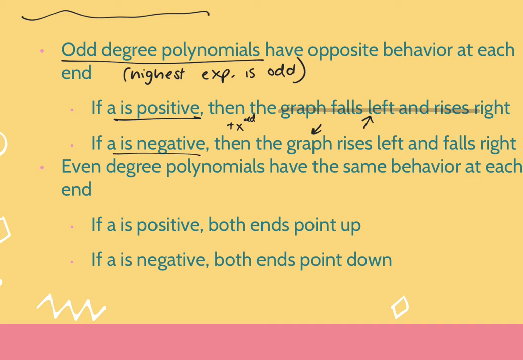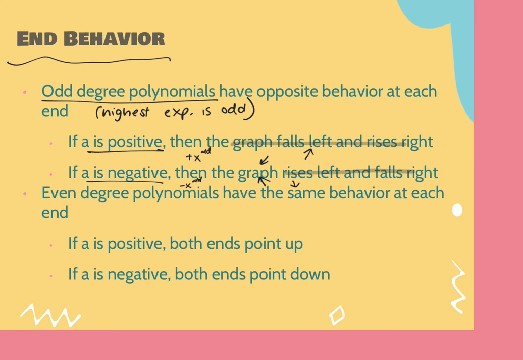If a is negative, so this is a negative x to an odd power, then my graph rises to the left and falls to the right. So if you forget which one, what does even and odd do, picture your x to the third original graph. So your x to the third parent function goes up to the right and down to the left. If it was negative, it would flip.